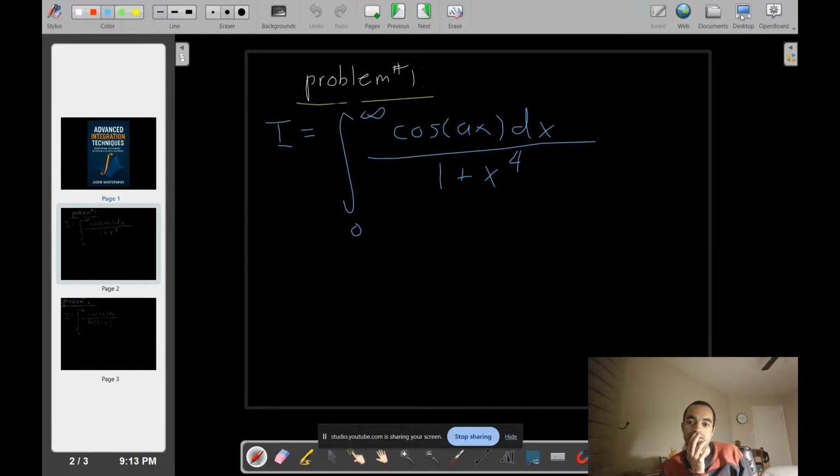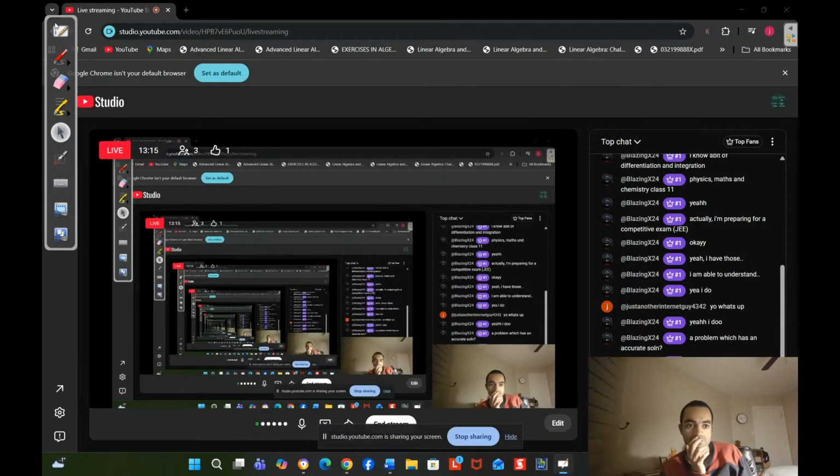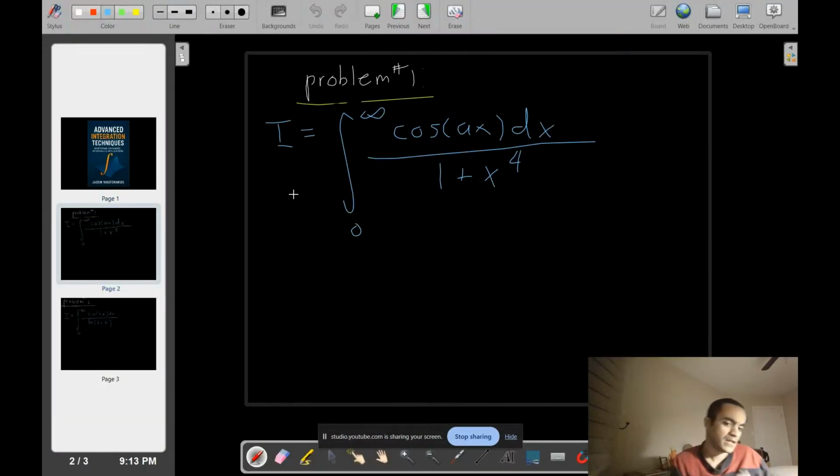Any ideas? Cosine of ax with respect to x divided by 1 plus x to the 4. And take your time. It's not about speed. These problems require some type of clear thinking to solve. Just 1 second. Someone is sending me something.